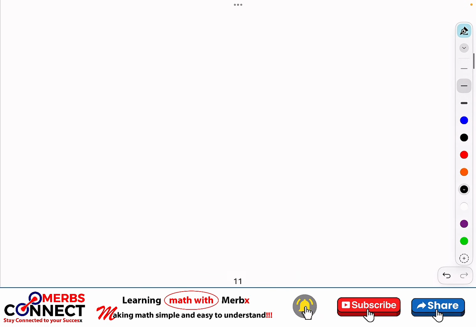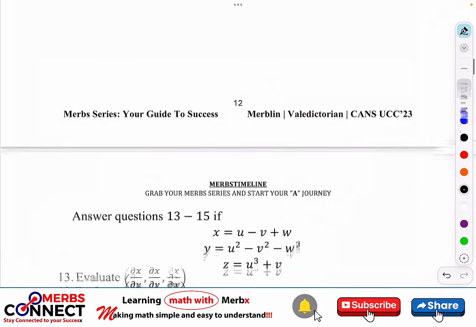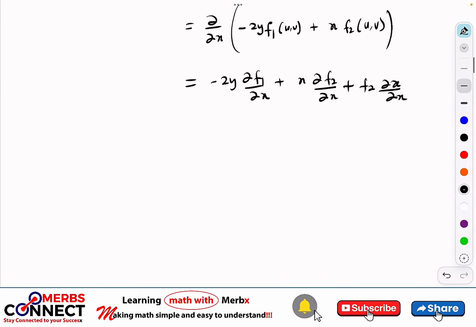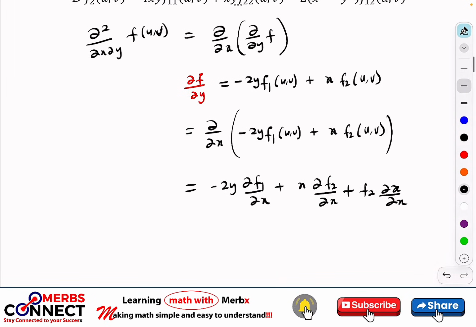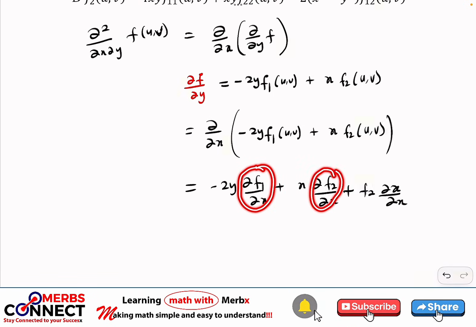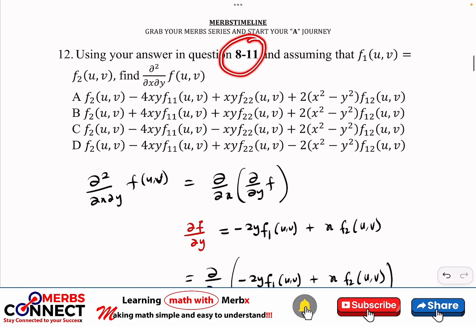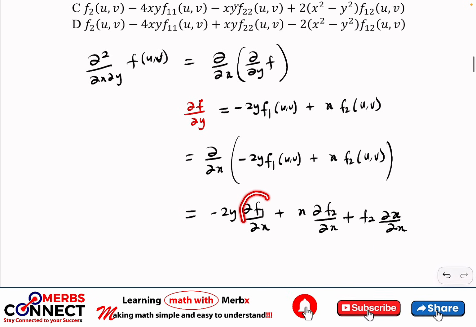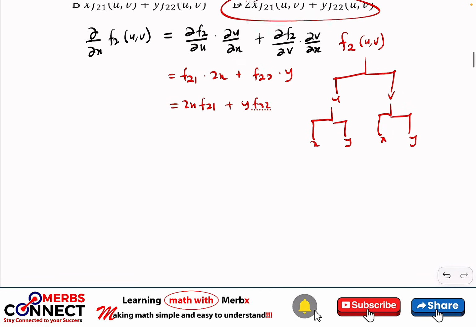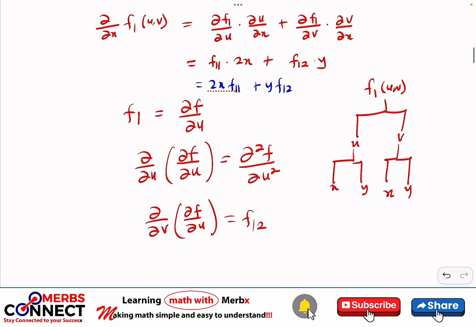Okay, let me think about what to do here. Oh, I see. Okay, so let's try and do substitution. We have this, right? So let's just come and substitute them and see. We have partial of f1 with respect to x. That's why it's saying that we should use 8 to 11. So let's go and look for partial of f1 with respect to x.